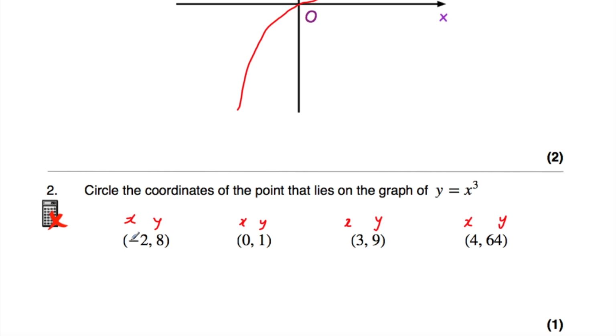So let's substitute in the values for x into x cubed and see if it gives us the value for y. If x is equal to -2, -2 times -2 times -2 is -8, like we saw earlier, so it's not going to be that one. If x is equal to 0, 0 cubed is 0, so it's not going to be equal to 1, so it's not that one. 3, well, 3 cubed is 27, not 9, so it's not that one. So it's going to have to be this one. 4 cubed is 4 times 4 is 16, times 4 is 64, so it's this one here. And we've been asked to circle the coordinates of that point, so that's it.